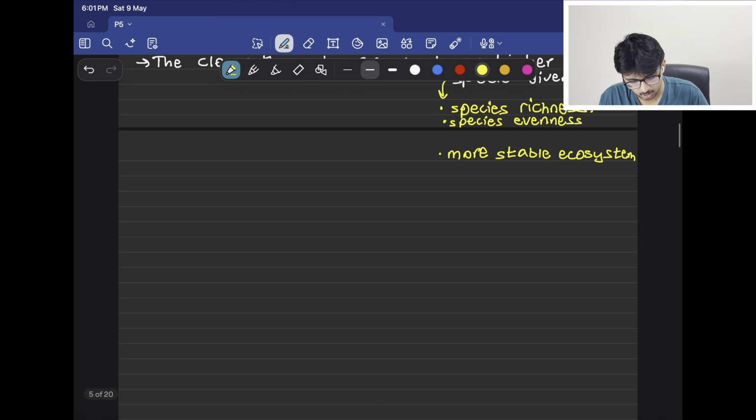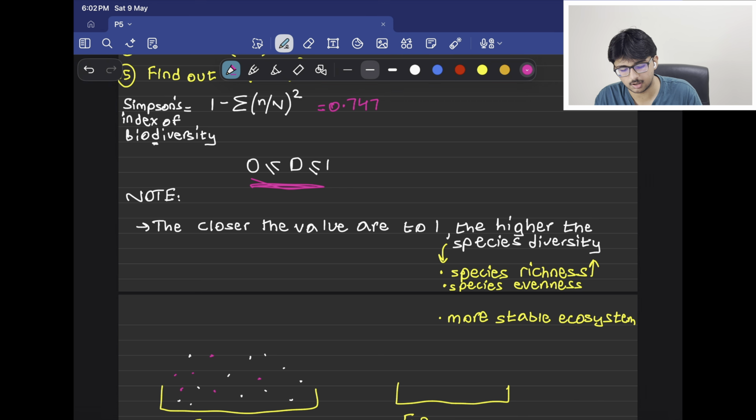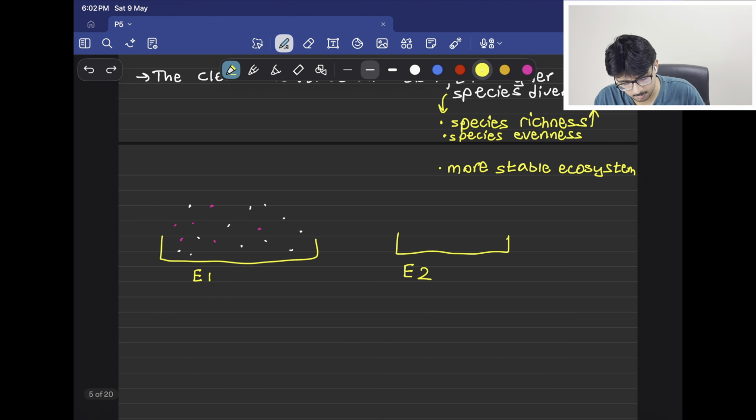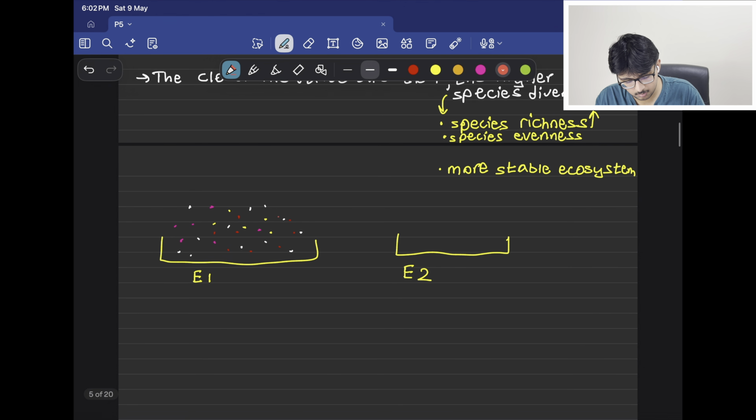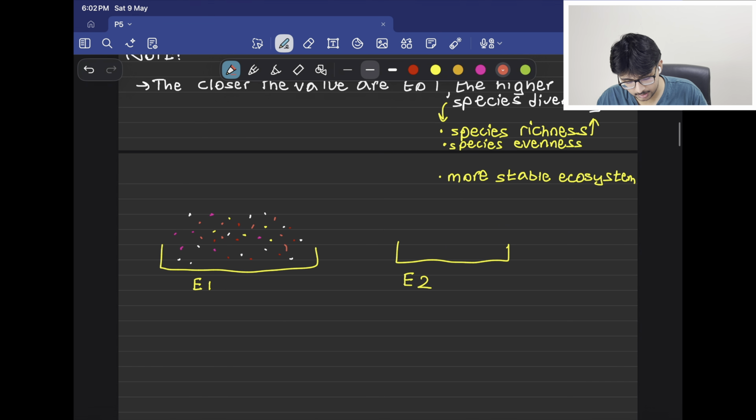Let me just write down. You have an ecosystem 1, let's call this E1, and you have ecosystem 2, let's call this E2. Now, E1 has many species, and with many species, it has many different colors of organisms. Can we say it has a high species diversity? Yes, we can. Their Simpson's index value is going to be closer to 1. So it's basically many different colors. Versus in ecosystem 2, it has a very low Simpson's index value. It's more closer to 0 than it is closer to 1. And it means that the species diversity is going to be low.